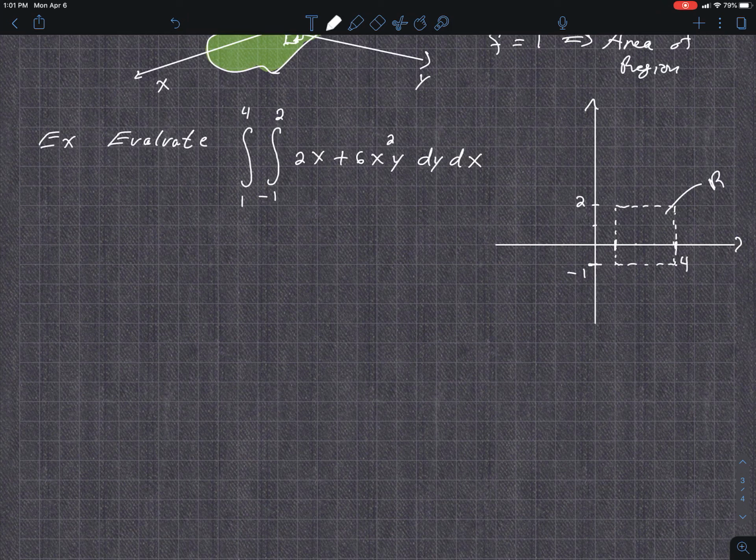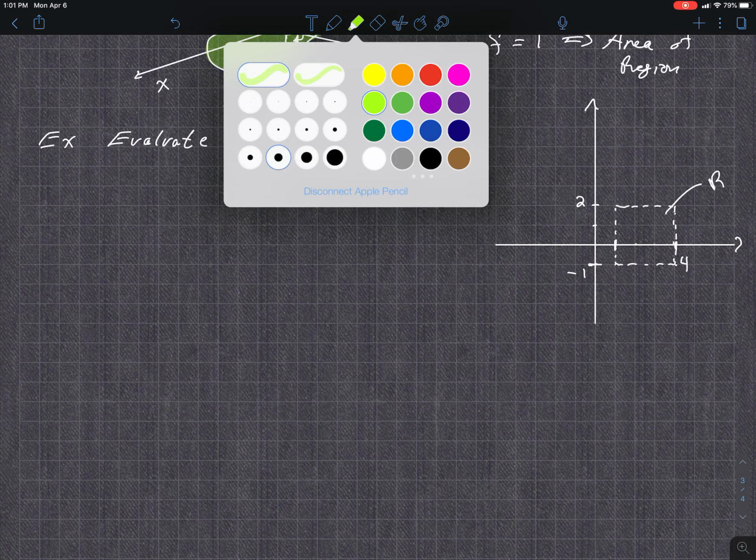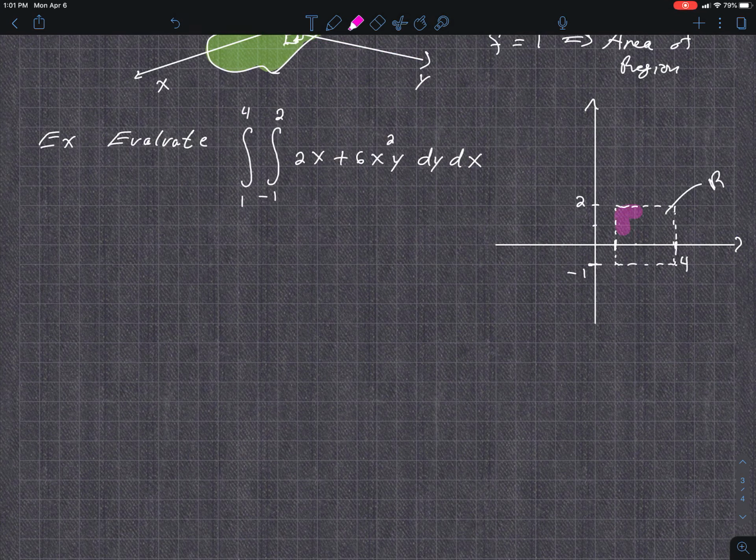So that's my R, and this is the only case we'll do, for example, where it's a rectangular region. Otherwise, next we're going to put in functions here and here. Okay, we'll get to that next time. So this is what we're integrating over. So this is our region.